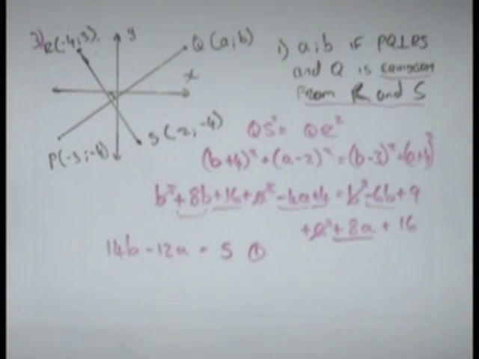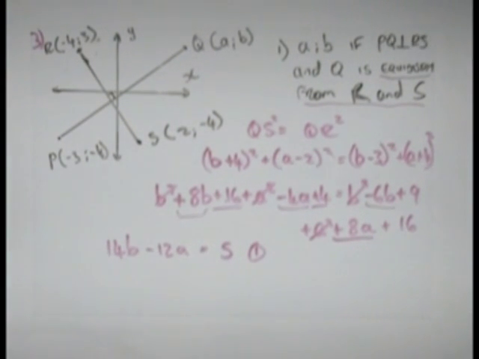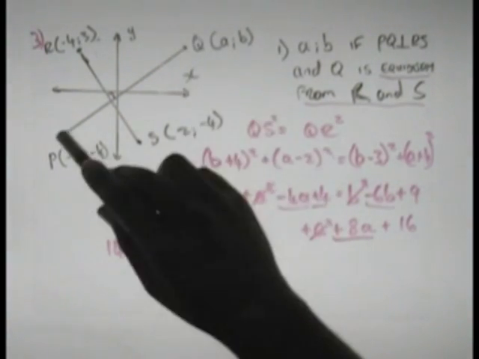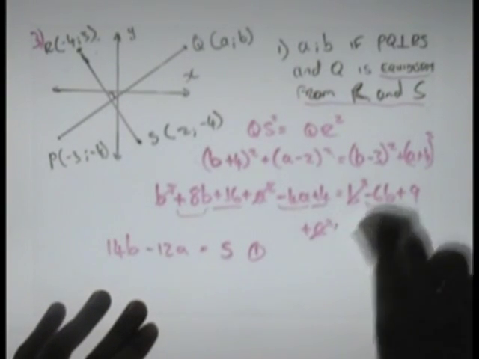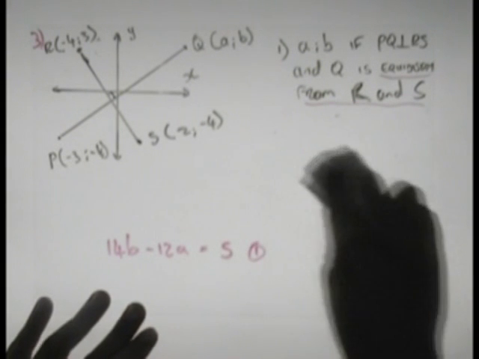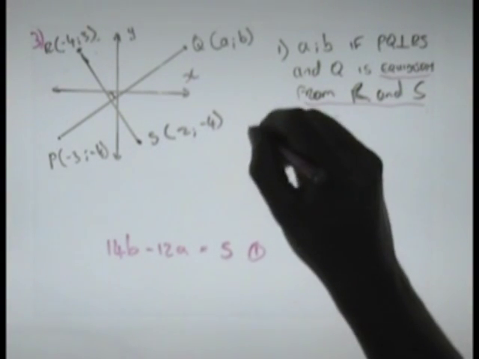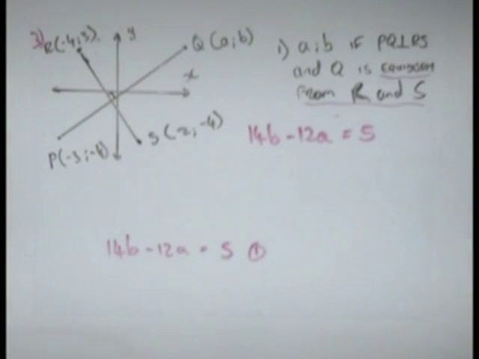I've got two variables, hence I'm going to have to solve simultaneously. Do I have another equation? Thankfully I do. They tell us that PQ is perpendicular to RS. That means that my gradient of the one will have to be the opposite negative gradient of the other. Let's just erase this and keep this equation. So we've got our first equation being 14b minus 12a is equal to 5.